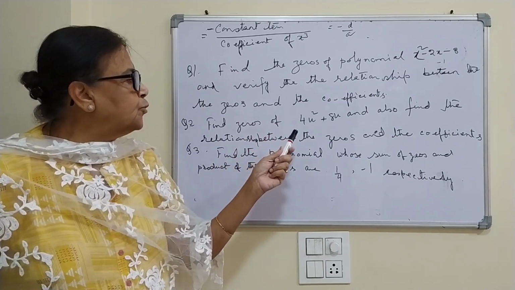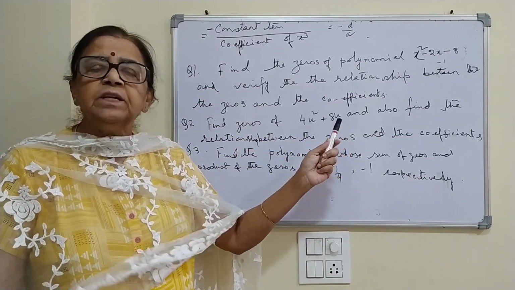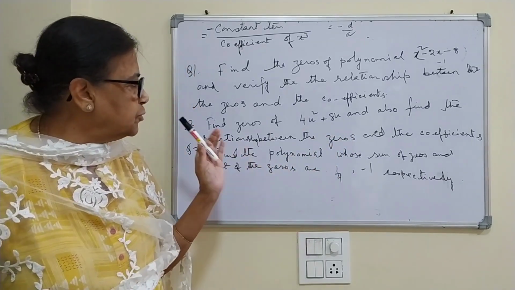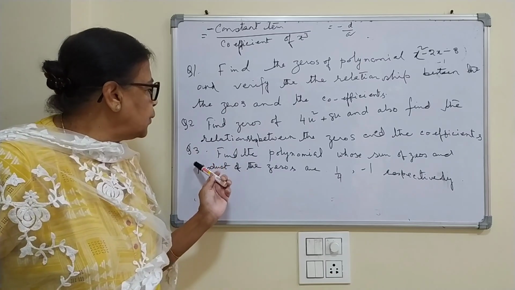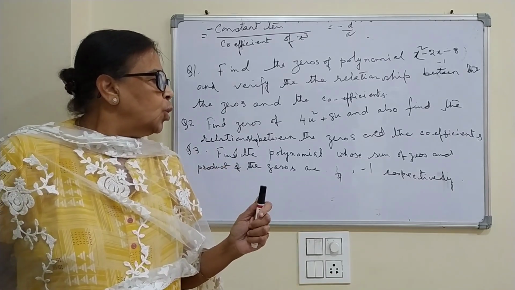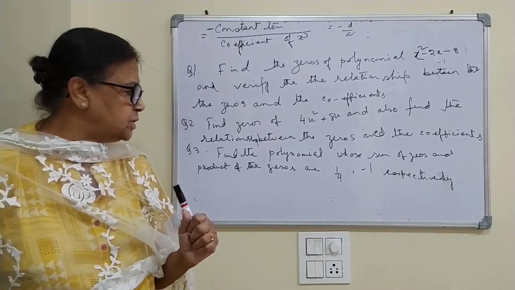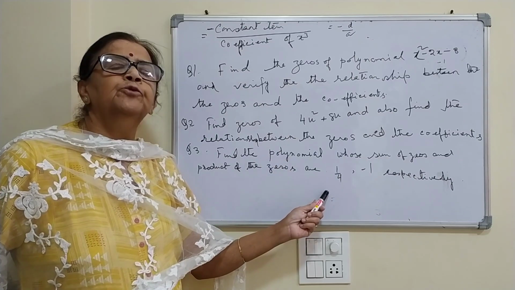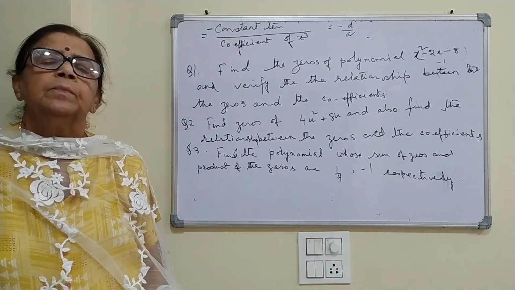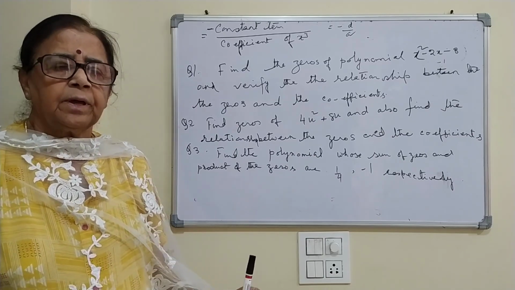Now 4u square plus 8u does not have a constant term. What is the value of the constant term? It is 0. I give you the hint. Now question number 3. Find the polynomial whose sum of the zeros and the product of the zeros are 1 by 4 and minus 1. So you know how to do it. Okay, thank you.